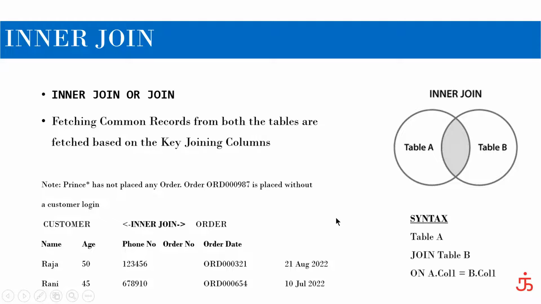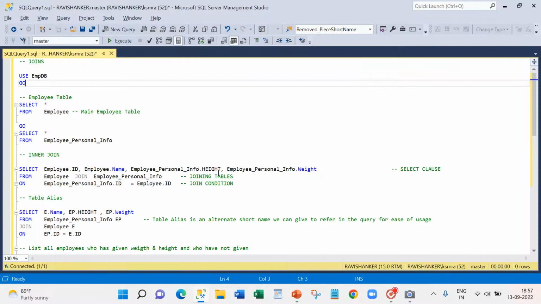And the syntax for the join is table A join table B. We have to specify the joining condition, on what basis these tables are joined. We can give a single column condition, or in case the join condition is on multiple columns, we can specify using AND condition.